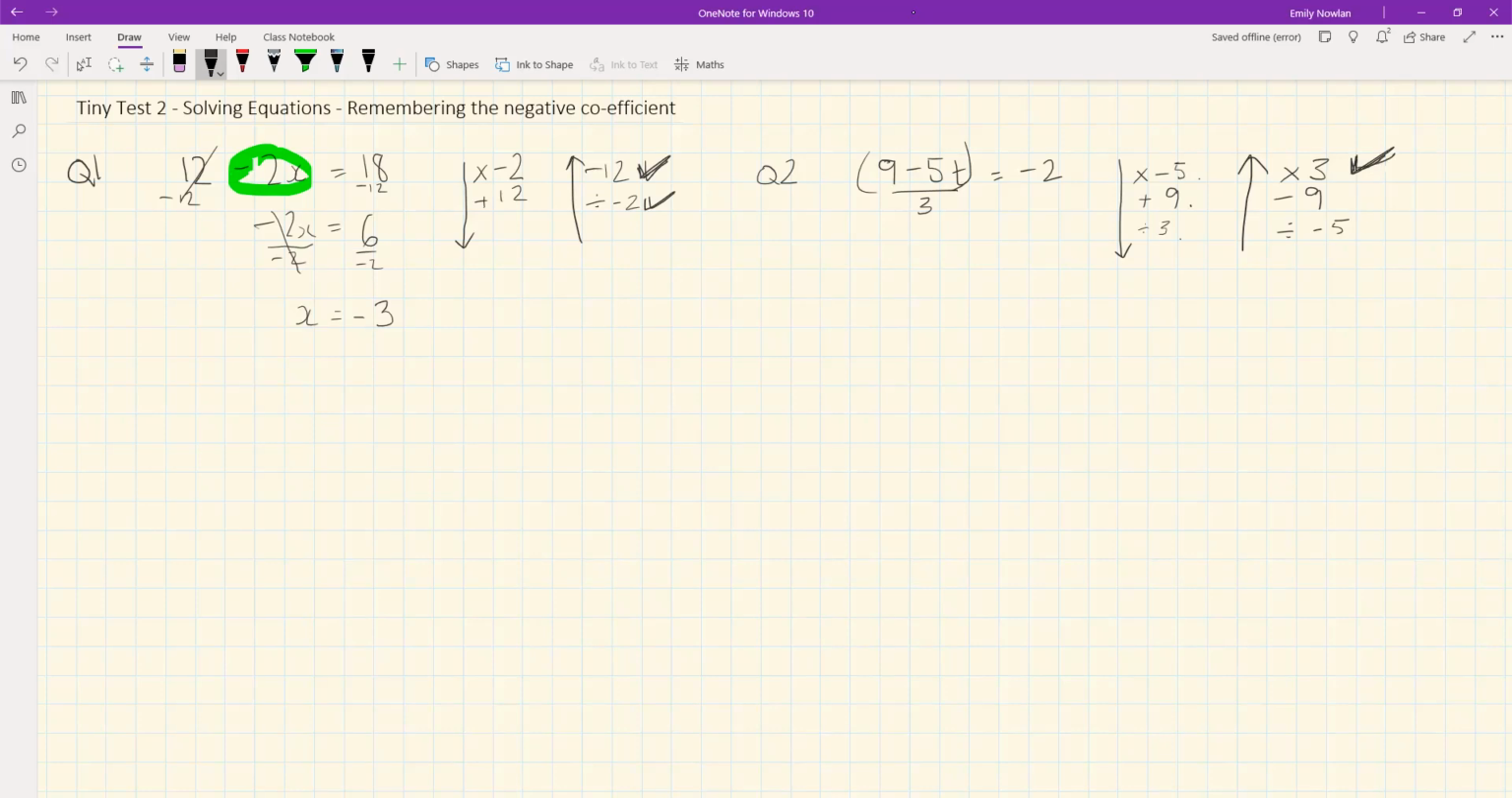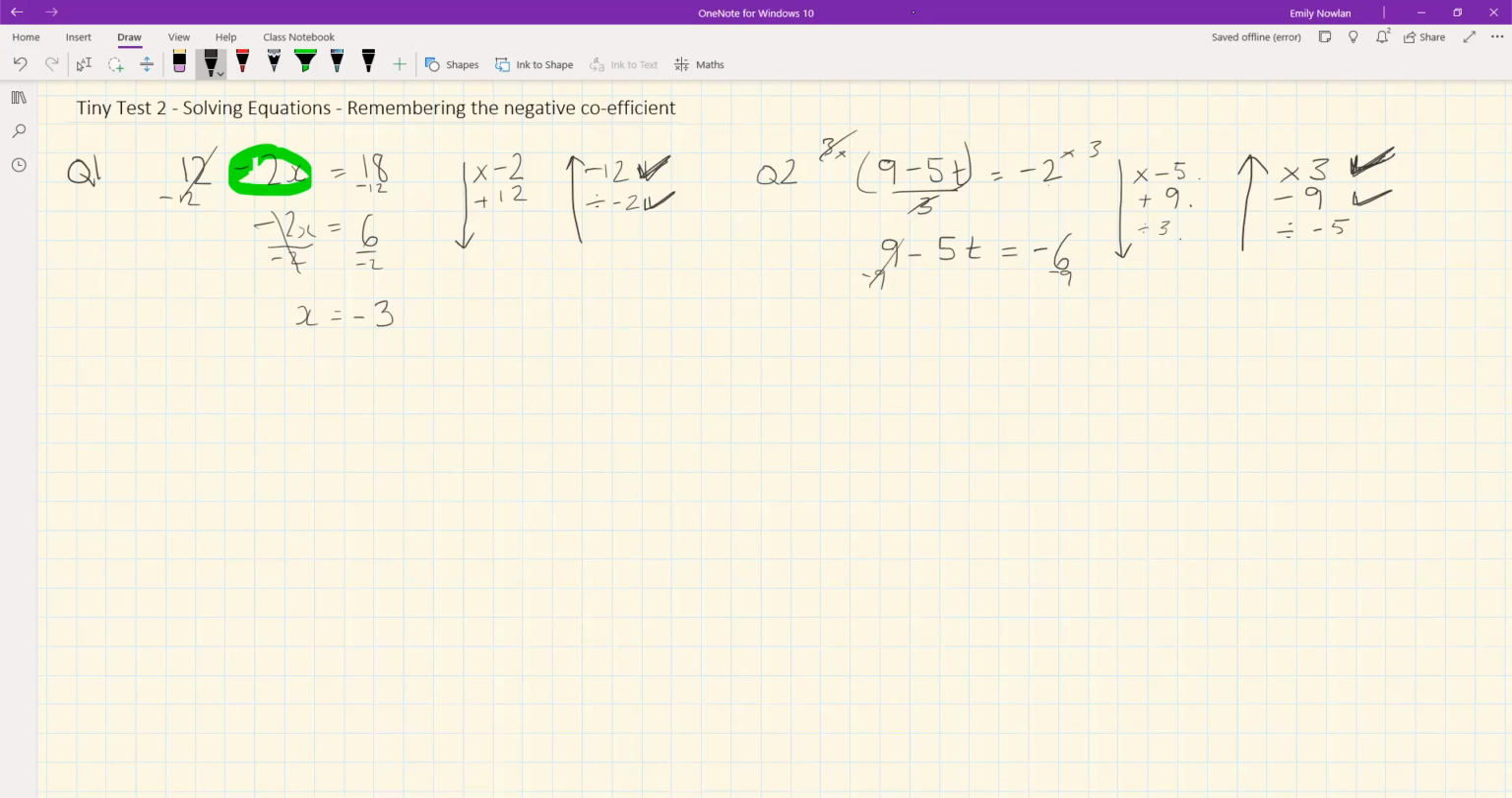So it's times by 3. Times by 3. Times by 3. Now there's a 3 up on the top and a 3 down the bottom. They disappear. So we're left with 9 minus 5, 2. Now minus 2 times 3 is minus 6. So we've done that. Now we need to minus 9 from both sides. Take away that 9.